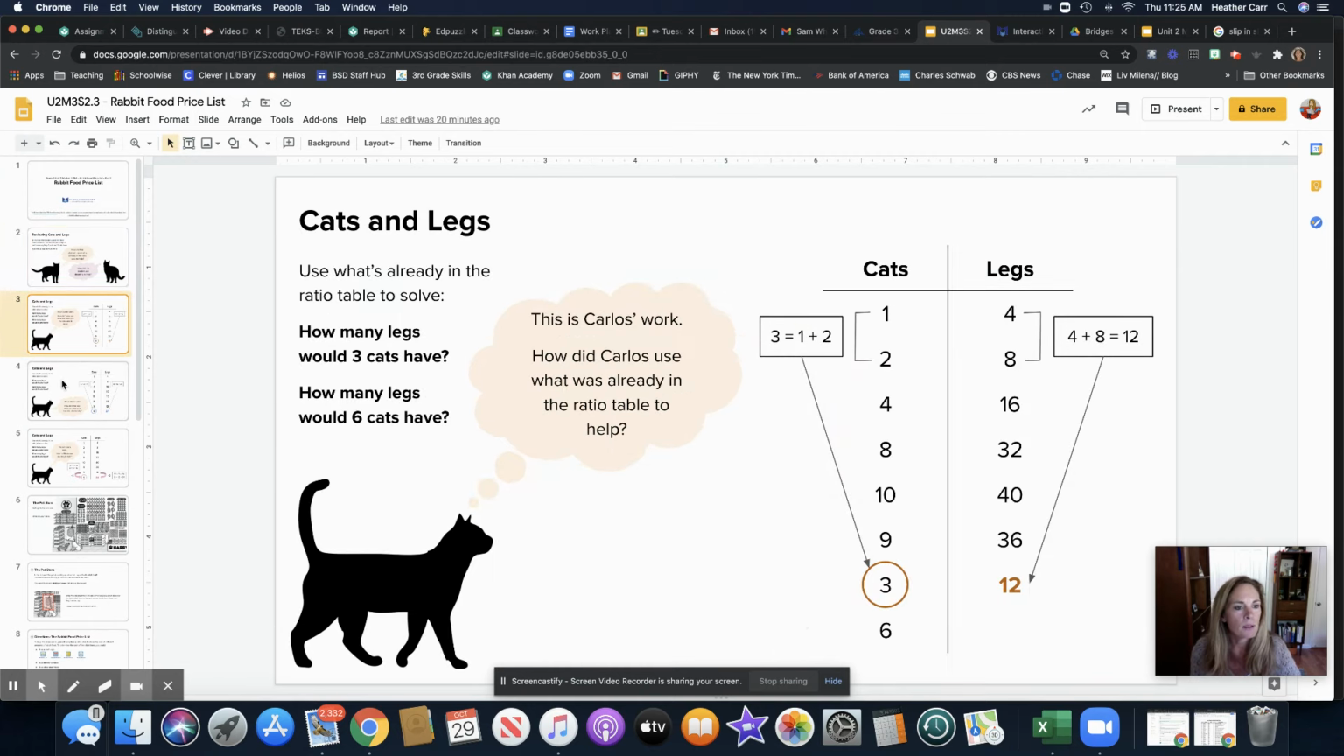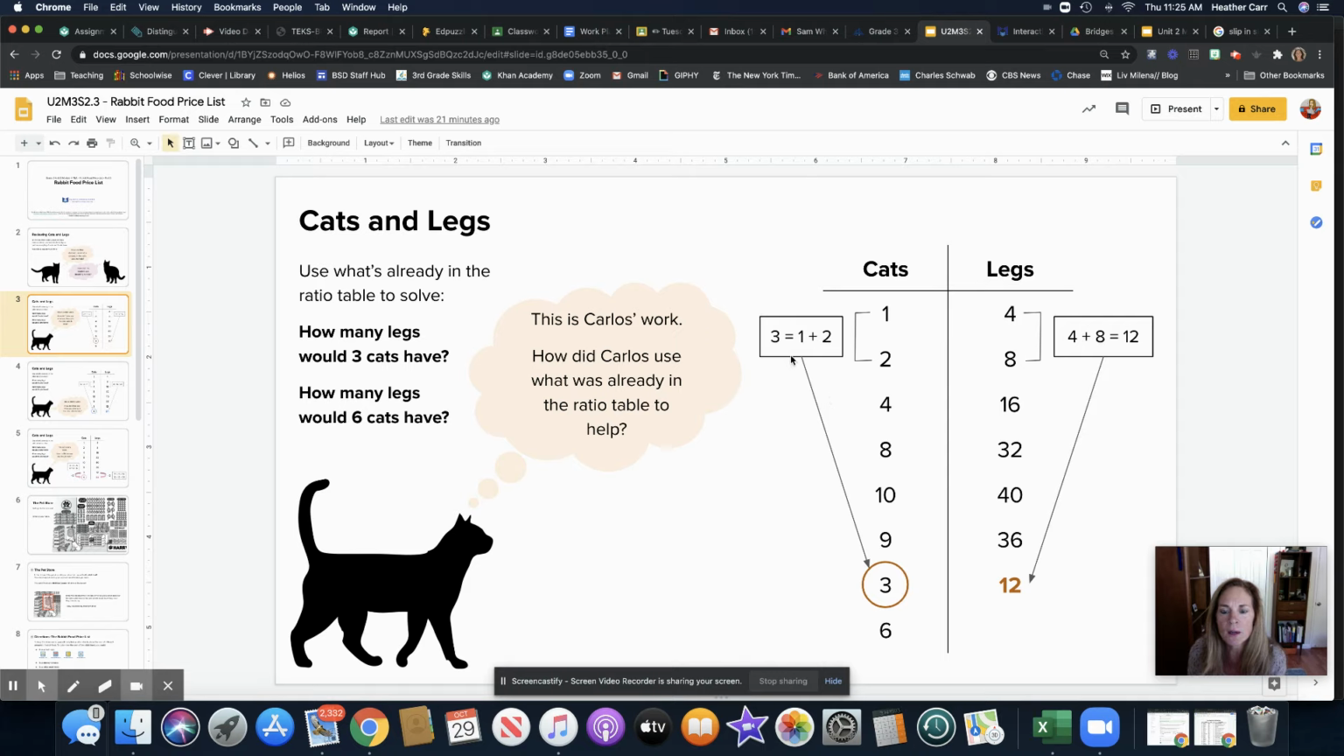As you read through these slides, don't just skip through them, but really read them and say, okay, use what's already in the ratio table to solve. How many legs would 3 cats have? How many legs would 6 cats have? This is Carlos's work. How did Carlos use what was already in the ratio table to help?